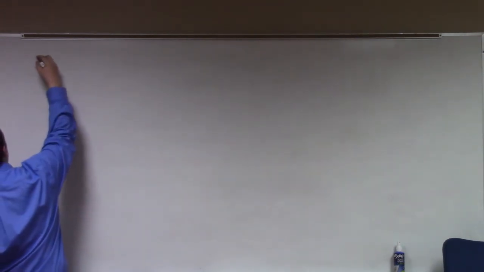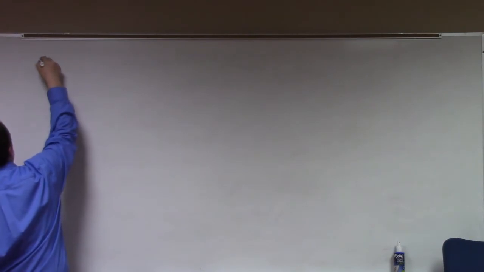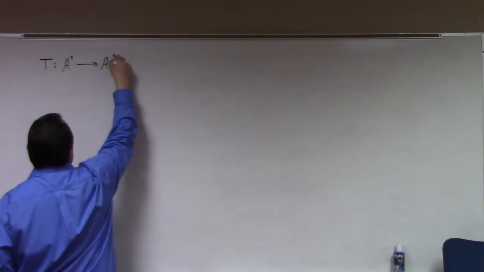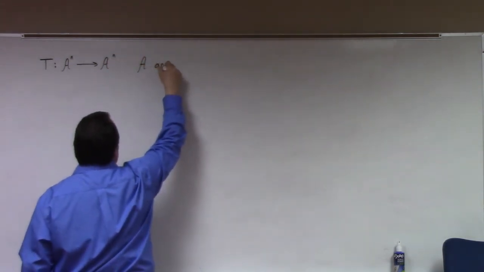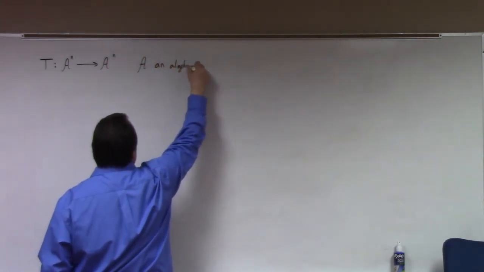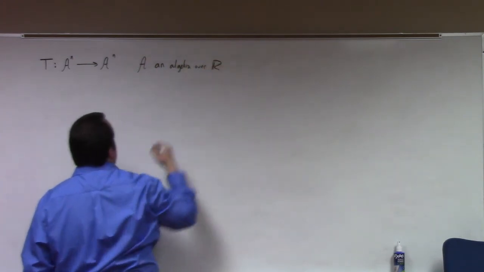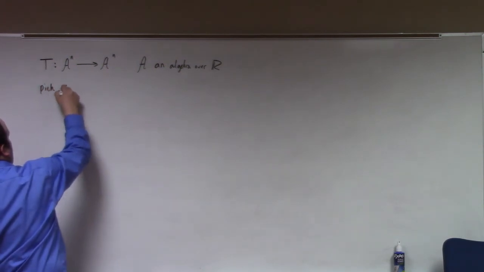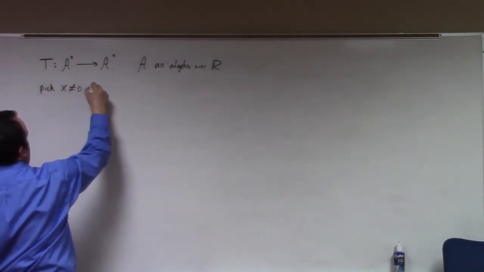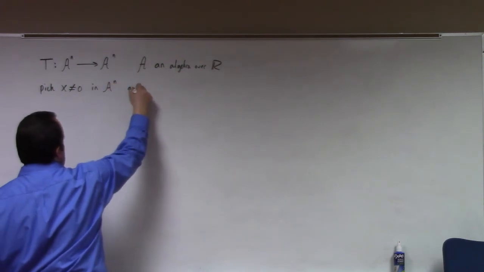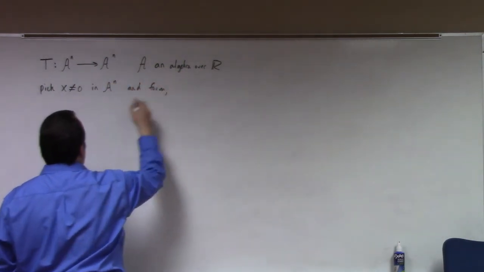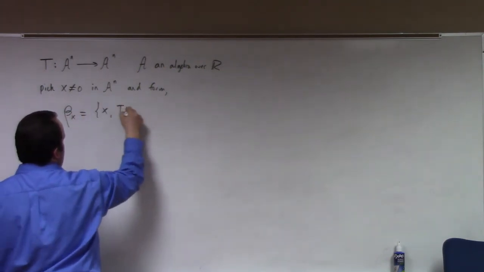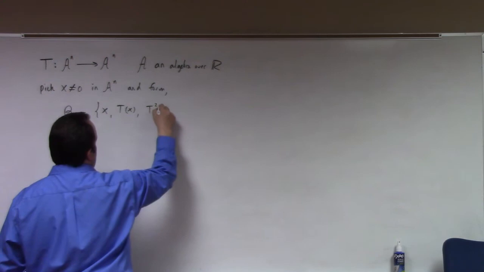Hold on a second. So if we have T going from A^n to A^n, let's say, where A is an algebra over R for our discussion, I pick x not equal to 0 in A^n and form beta sub x: x, T(x), T squared of x, and so on.